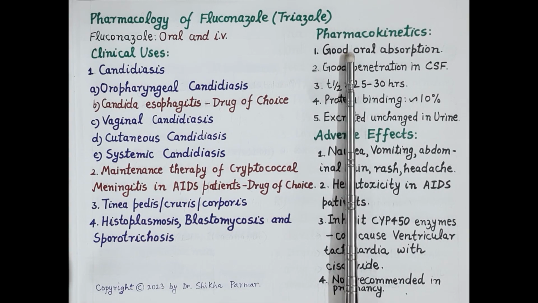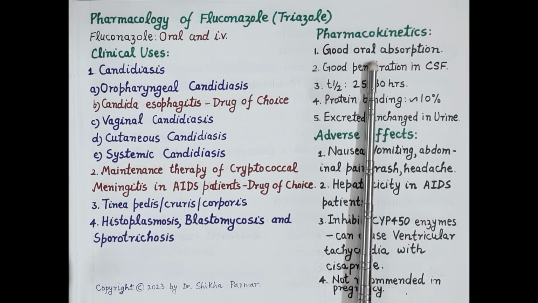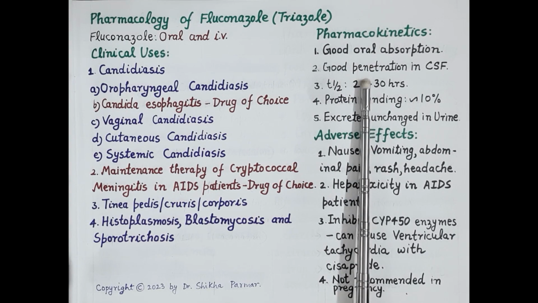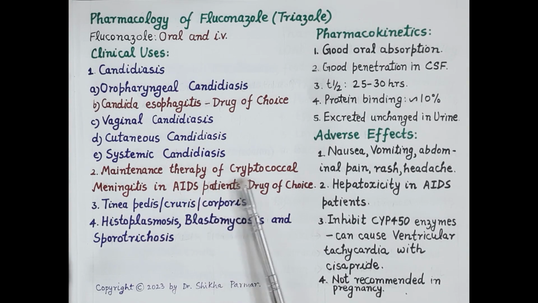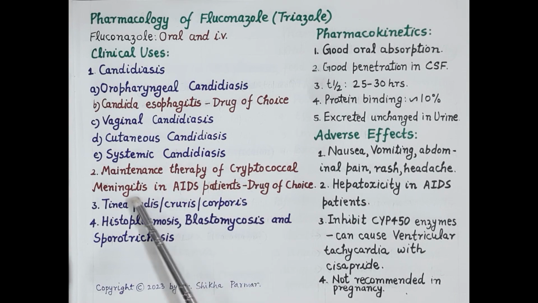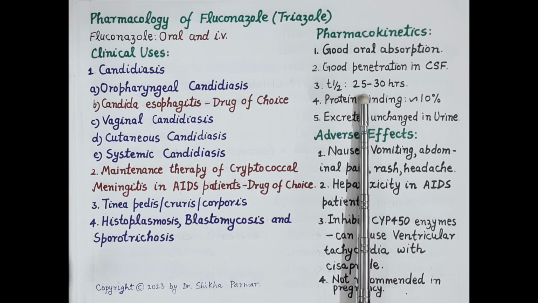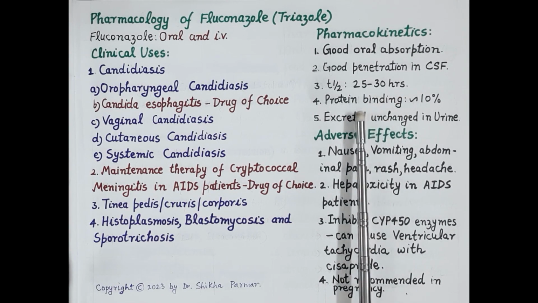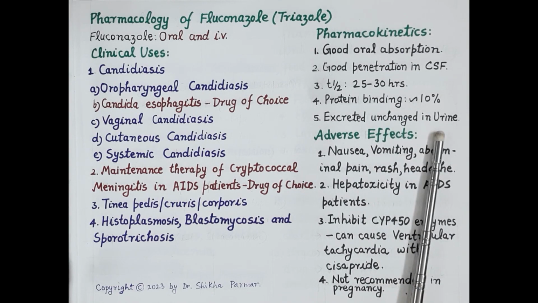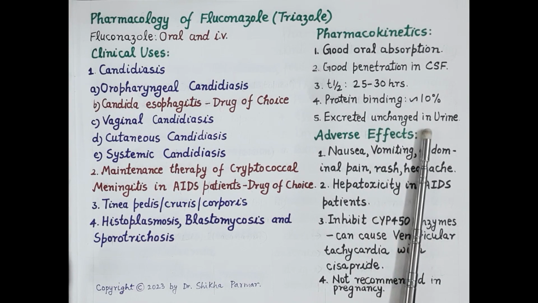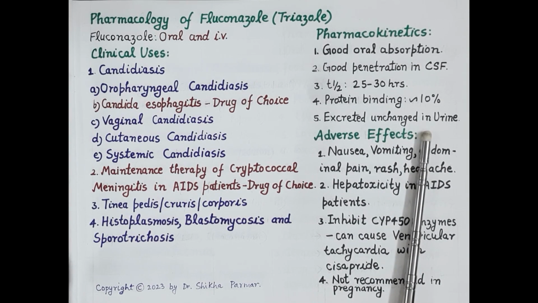Now pharmacokinetics of fluconazole. Fluconazole has a very good oral absorption. It is widely distributed and it has good penetration in the cerebrospinal fluid, and therefore it is the drug of choice in the maintenance therapy of cryptococcal meningitis. Now it has a long half-life of 25 to 30 hours and its plasma protein binding is approximately 10%. Then it is excreted unchanged in the urine, and therefore this point is very important, and therefore dose reduction is required in patients with renal impairment.